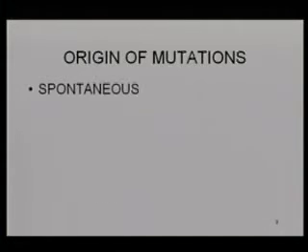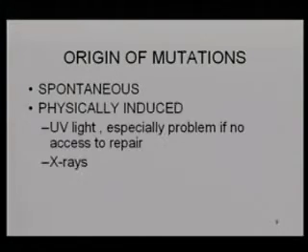Okay. So the origin of the mutations, they can be spontaneous due to things like tautomers. They can be physically induced by such things as UV light, which is especially a problem if you don't have anything to repair. In DNA, it's the thymidine dimers. In RNA, you get uridine dimers. So when they're exposed to UV light, you get those dimers.